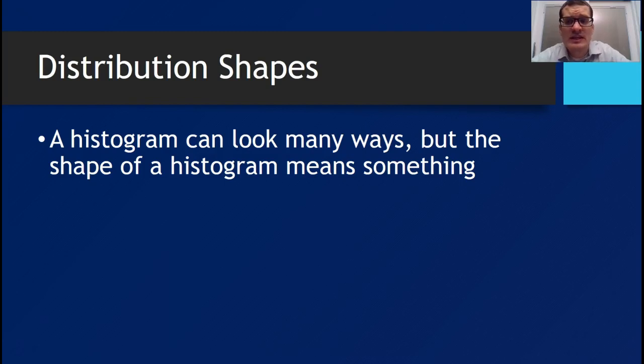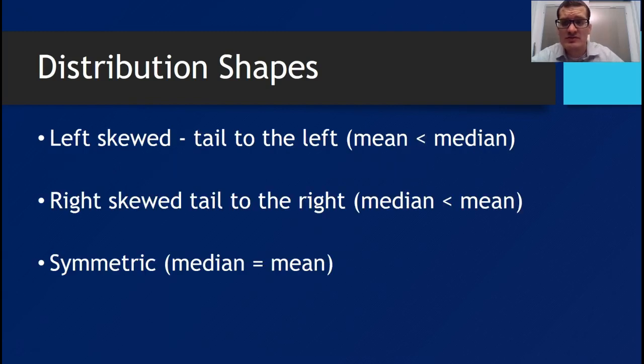This brings us to looking at the idea of distribution shapes. And so basically, if we think back to the graphs and the data, our histogram can look a lot of different ways, but the shape of the distribution does mean something. And so we're going to look at a couple of different distribution shapes. Those distribution shapes are left skewed, right skewed, and symmetric.